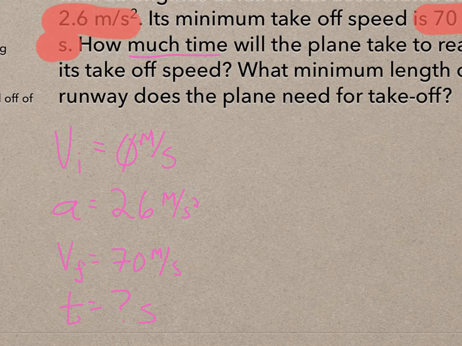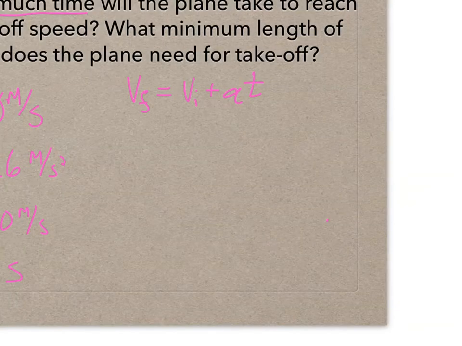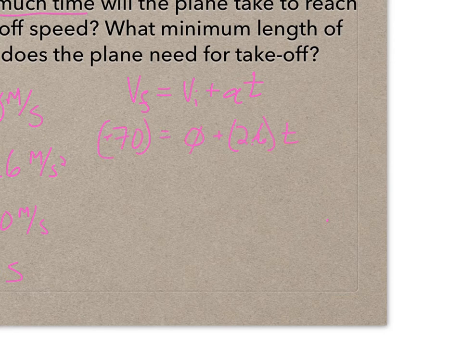So the one value that I do not see in this list is delta x. So I need to pick the equation that does not have delta x. So this is that equation: final velocity equals initial velocity plus acceleration times time. Now I'm going to plug in the values and solve for time. Okay, I've plugged in the values, and then I need to rearrange this to solve for time. Now I've solved for time, and I get a time of 26.9 seconds.